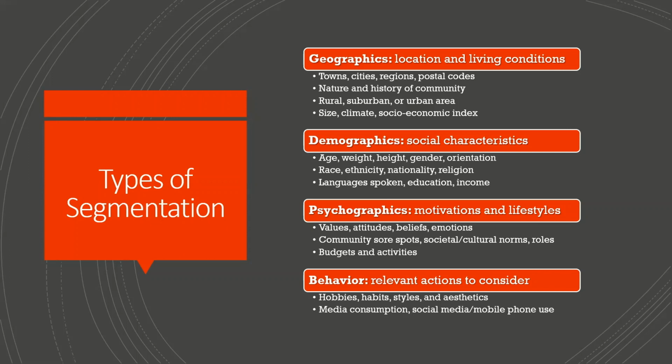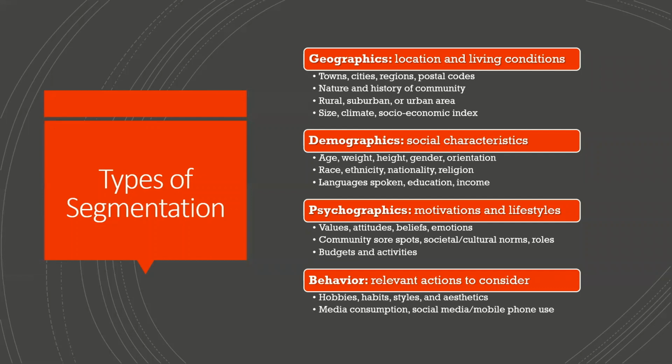This is one of the most important parts because this is what people value, what they believe in, what their attitudes are. Any communal sore spots that they may have, if there's any bad blood or awkward history that you need to steer clear of. Societal and cultural norms and roles in that area, what their budgets are, what kind of activities they're typically interested in engaging in.